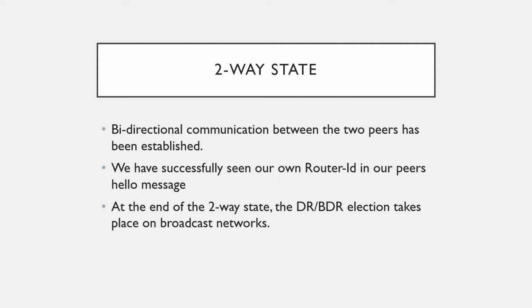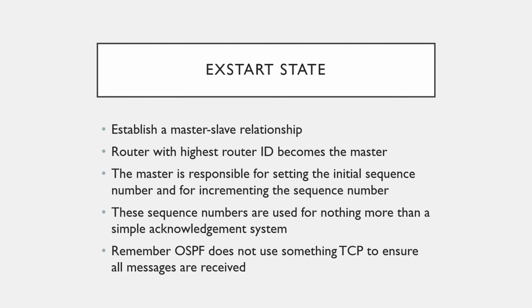So after we finish with the two-way state, we're going to move on to the ExStart state. And in the ExStart state, we establish a master-slave relationship between the two peers. And this is very important. This master-slave relationship has absolutely nothing to do with the DR and BDR election. This is a completely separate thing, and it serves a completely separate purpose.